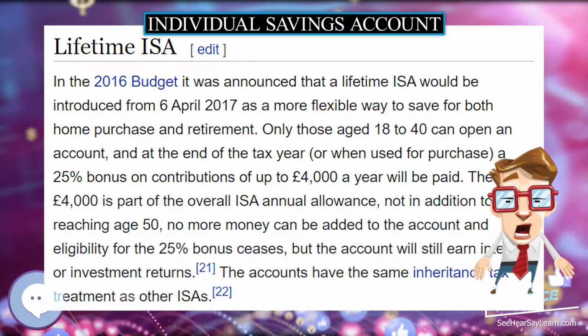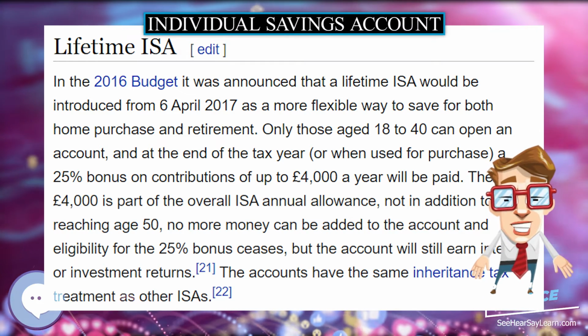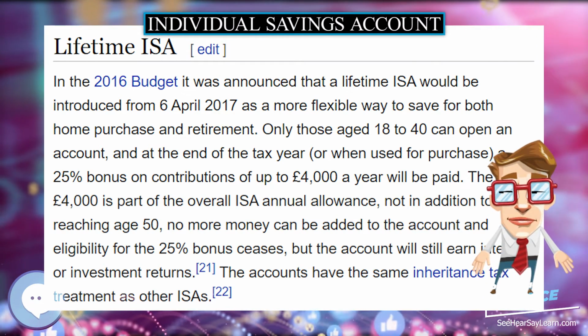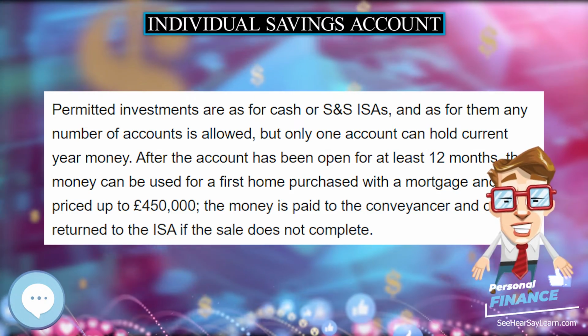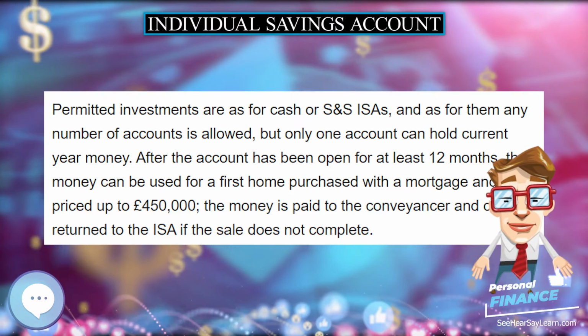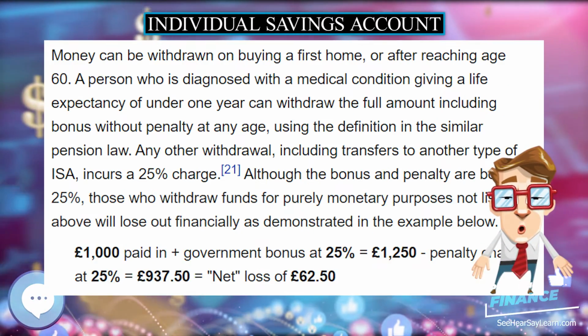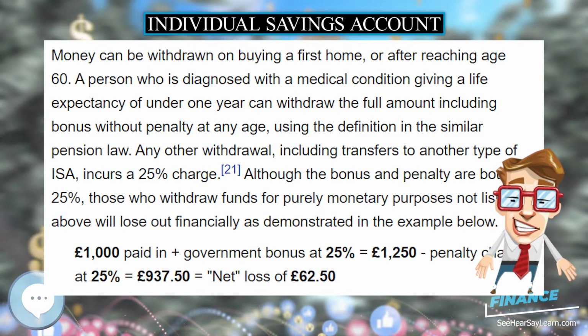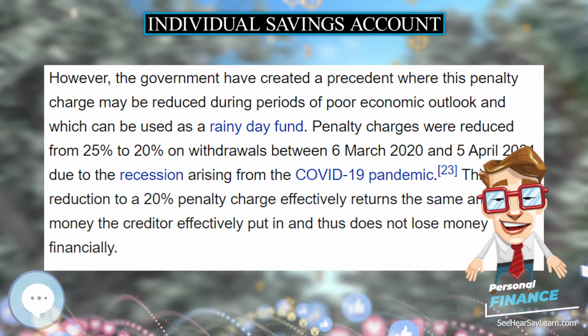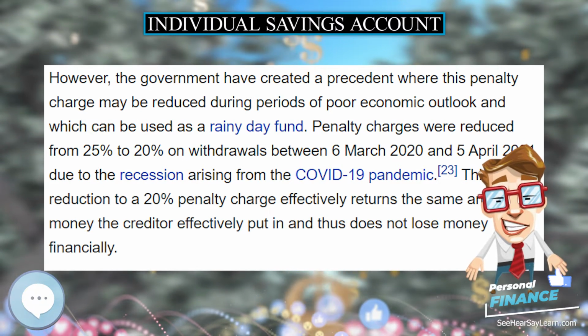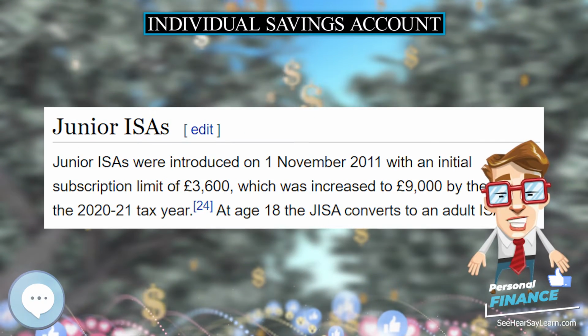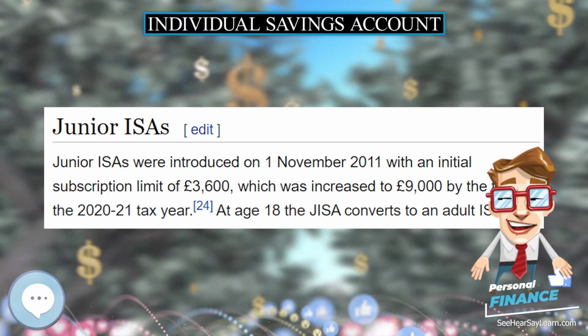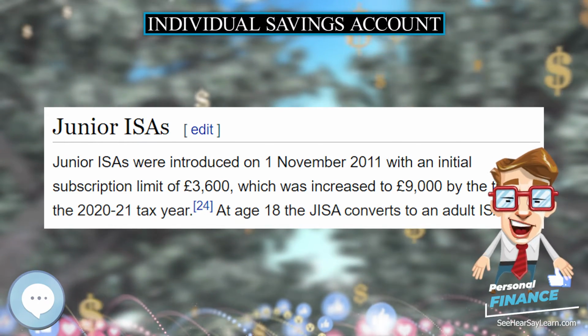Junior ISAs. Junior ISAs were introduced on the 1st of November 2011 with an initial subscription limit of £3,600, which was increased to £4,368 by the time of the 2019-20 tax year. At age 18 the GISA converts to an adult ISA. Like adult ISAs, GISAs are available in both cash and stocks and shares types.